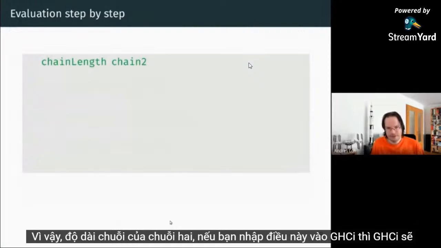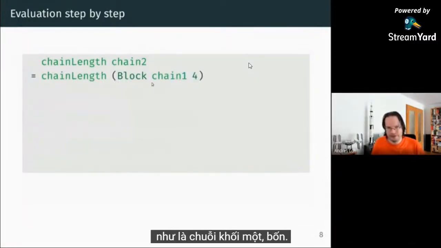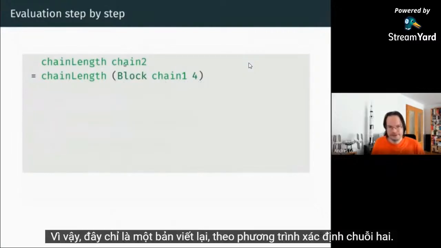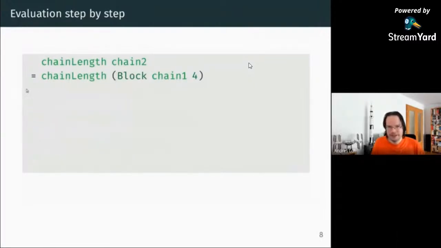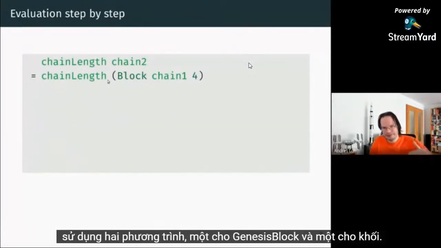So chain length of chain 2, if you type this in GHCi, then what GHCi will do is it'll look at how chain 2 is defined. And chain 2 was defined to be block chain 1, 4, right? So this is just a rewrite according to the equation that defines chain 2, okay? And now, if you look at how chain length was defined, it was defined using 2 equations, one for the Genesis block and one for block.